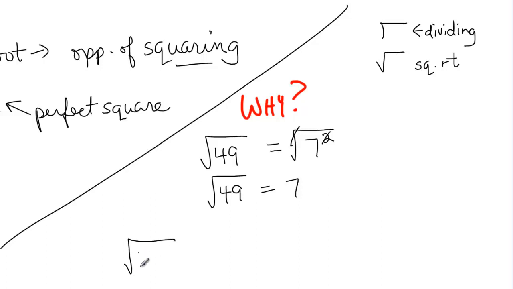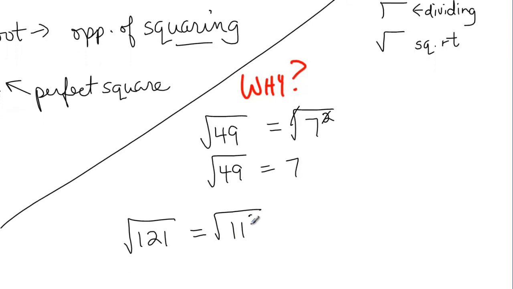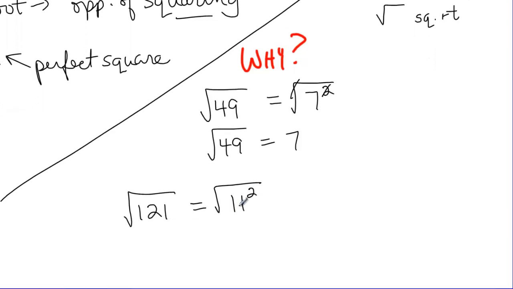What's the square root of 121? Since 121 is 11 squared, the root of 121 is the same as the root of 11 squared. This cancels this, and I'm left with 11.